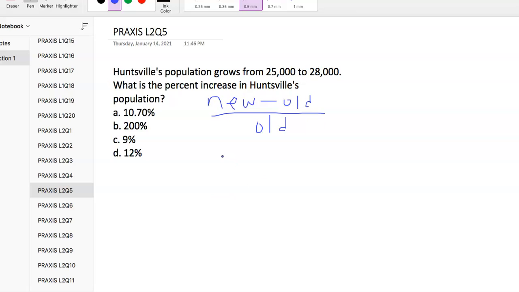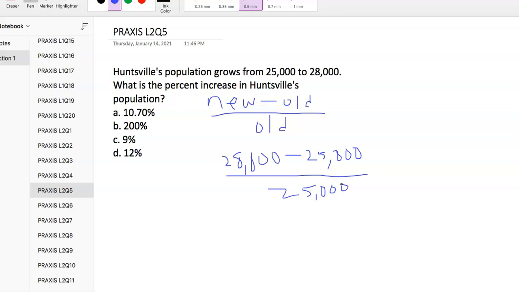Okay, so what's the new number? 28,000, right? That's the new population. What was the old population? 25,000. And divided by that same old number, which is 25,000. Okay, and that's all we need. So 28 minus 25 is 3, so 3,000. And when I go 3,000 divided by 25,000, I end up at 0.12 or 12%.